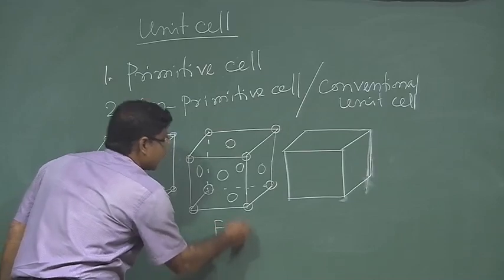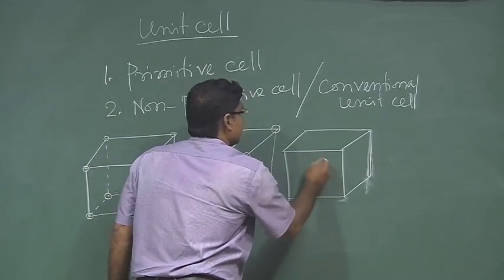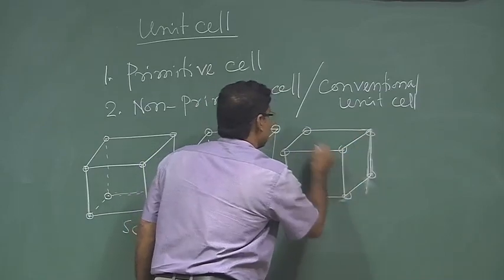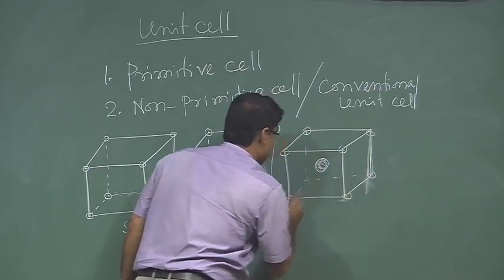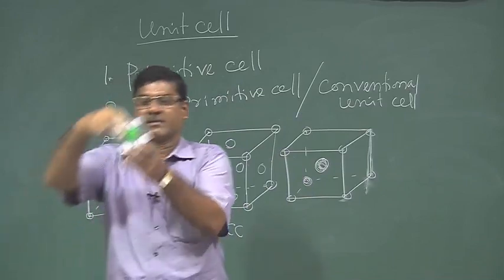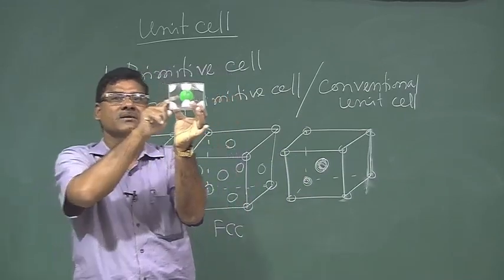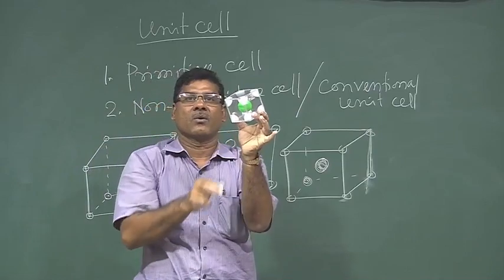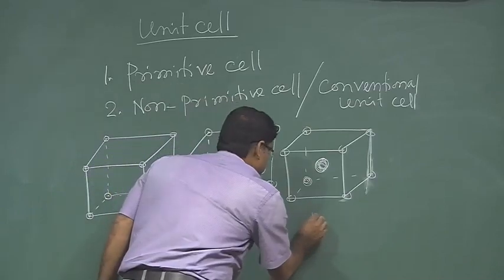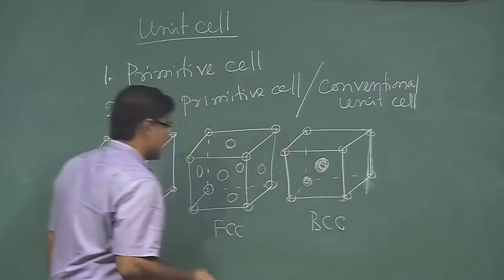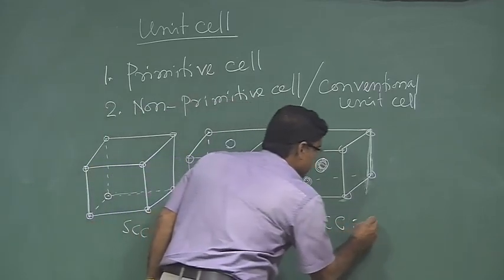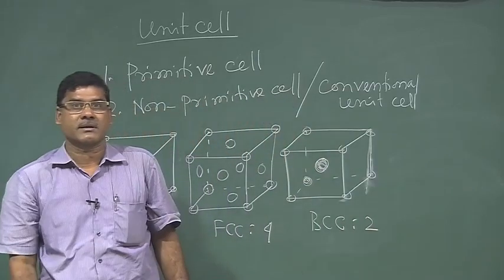This is for FCC. Similarly for BCC, apart from the 8 corners, which give 1/8 each, you have one in the middle, so it is 1. In this case the total is 2. So FCC has 4 lattice points per unit cell, and BCC has 2 lattice points per unit cell.